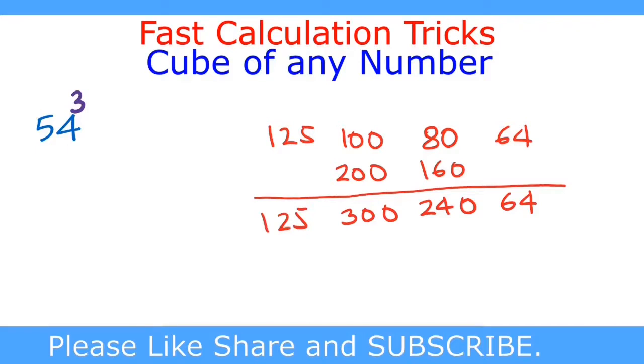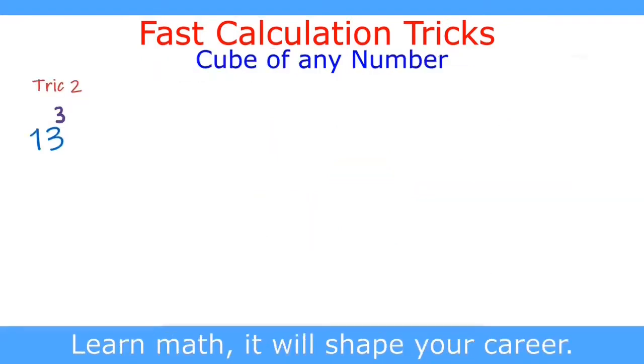Now we start writing the number taking one digit from each number, and we will carry forward the remaining number. So we take 4 from 64 and carry 6. 240 plus 6 is 246. So we write 6 and carry 24. 300 plus 24 is 324. We write 4 and carry 32. 125 plus 32 is 157. We write 157. Thus our answer for the cube of 54 is 157464.